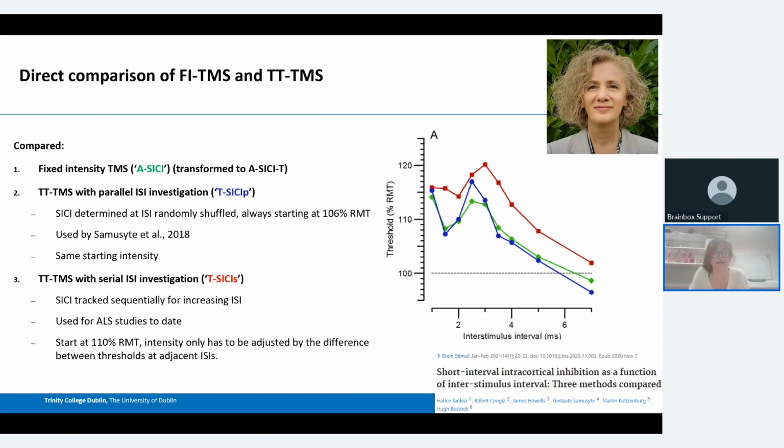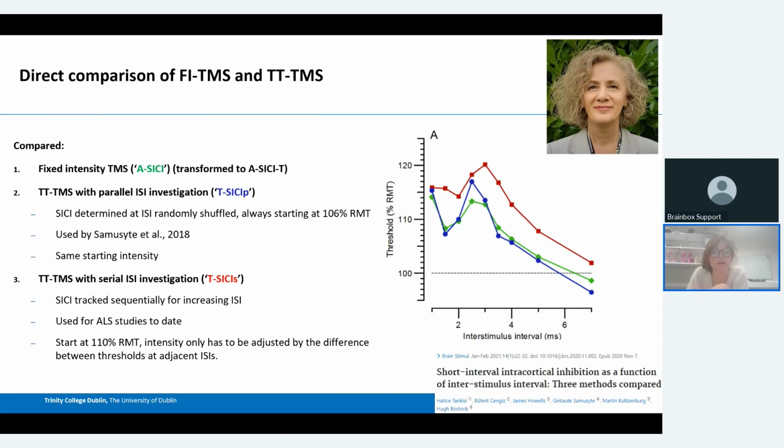Whereas parallel tracking, which is now commonly used, is where you essentially measure all the different interstimulus intervals independently. So there's no potential that one can influence the other. You set your test stimulus intensity for all measures at the same starting value. So you're not leading the algorithm towards whatever the value of your previous measurement was.